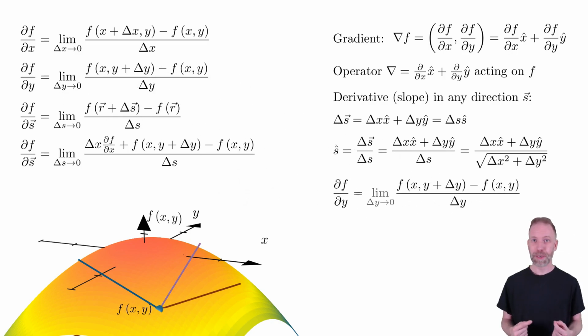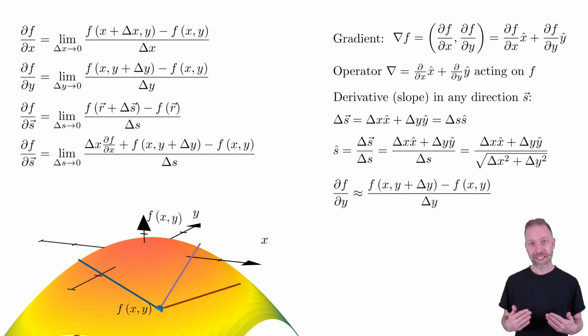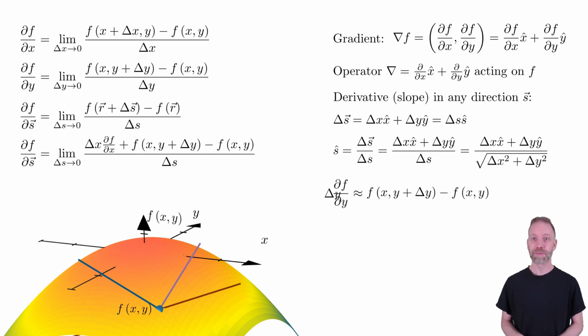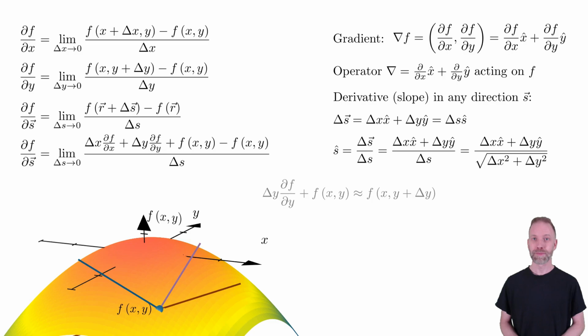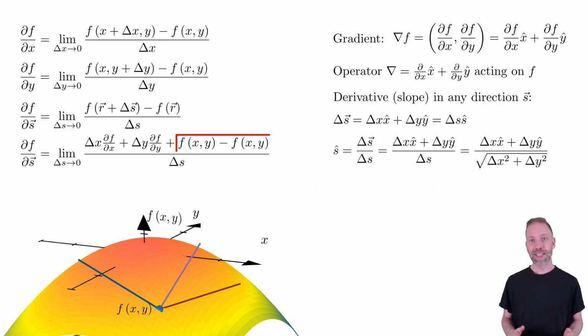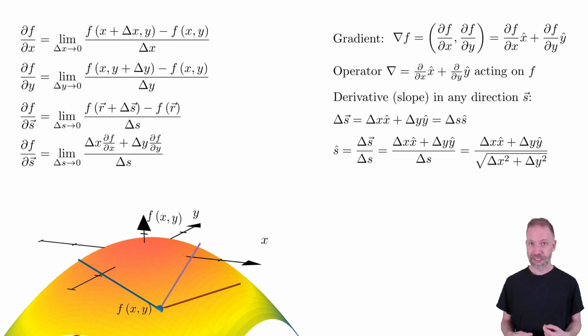Let's repeat the whole step again, but without adding an additional delta y. We can then insert this approximation as the second term in our partial derivative expression. We can remove the f of x and y terms. And we have an expression for how to calculate the partial derivative in the direction of s.